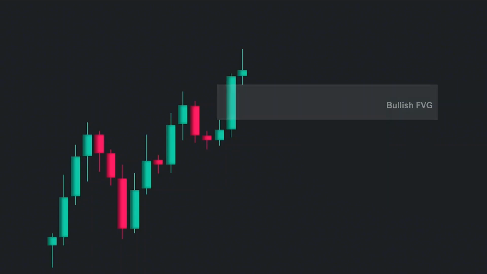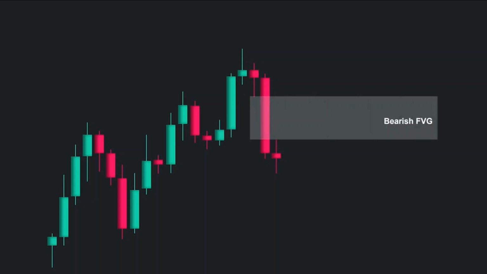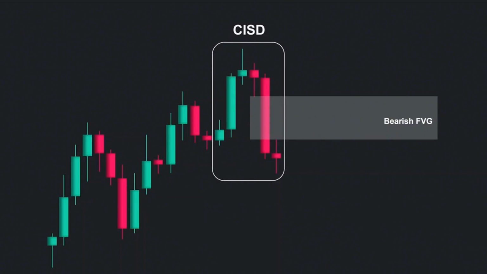But suddenly price drops, shifts direction, and also forms another bearish FVG. These gaps are a visual representation of heightened activity and volume in the market. When you spot a CISD forming alongside a fair value gap, it provides a clear sign that institutional traders or large participants are behind the move, adding further credibility to the setup.